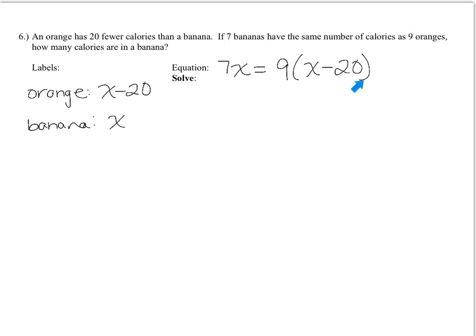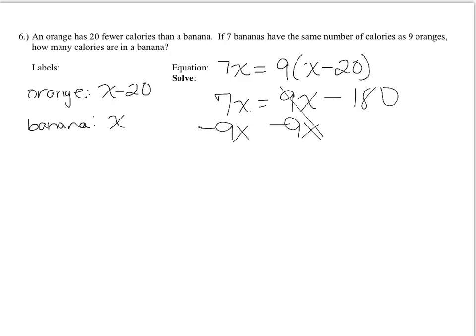You have to put this in parentheses because you've got to figure out the calories before you multiply it by 9. How many calories are in a banana? Well, banana would be X, so we're going to solve this for X. So I'm going to get 7X equals 9X minus 180. We're going to subtract 9X from both sides to collect our variables.